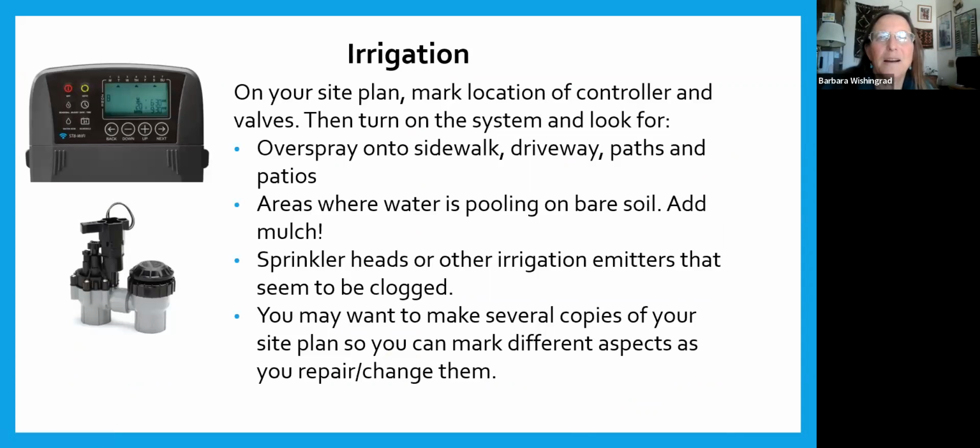Okay, so again, I suggest that it might be a good idea to use a separate site plan to mark your irrigation. So you want to mark the controller and the valves. And you could even do a whole irrigation map, but the location of the controller and the valves is important. And then you can turn on each valve at a time, and you can notice things like, is there overspray? Is there water pooling? Is there clogging? And you might want to trace the different hydrozones. A hydrozone is a group of plants that have the same water needs.